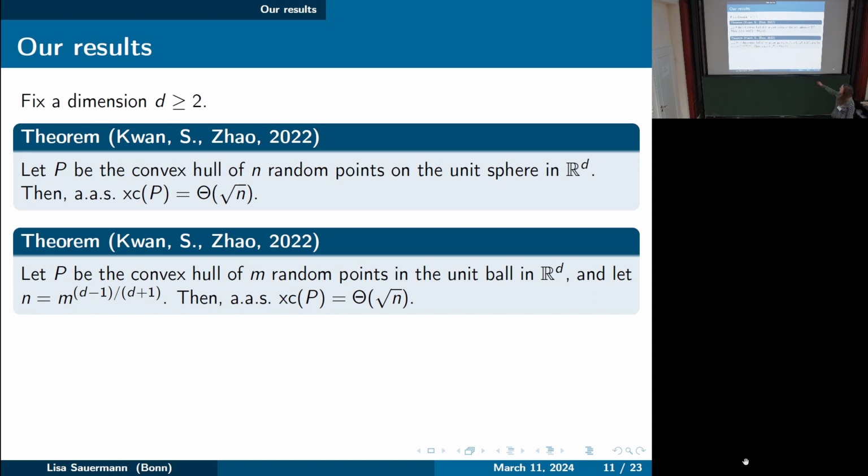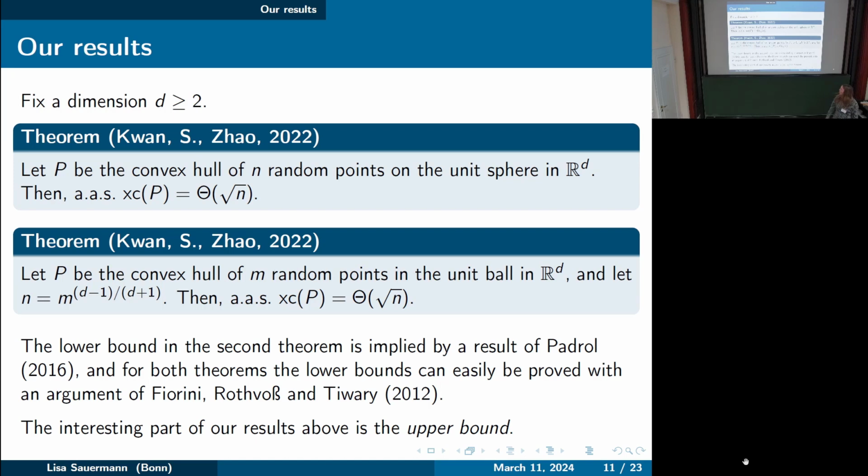So the upshot is, maybe the technical statement is a bit wrong, that in both of the random models we considered, the extension complexity is typically on the order of the square root of the number of vertices. Okay, and as I said before, the lower bounds are really not the new thing here.